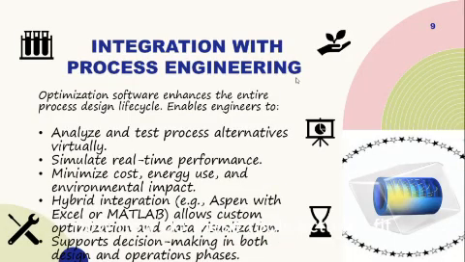Now, how do these tools actually fit into engineering workflows? Optimization software plays a role at every stage, from early design to daily operations. Engineers can simulate plant operations, test different input scenarios, reduce waste, and even forecast failures. Also, when tools are integrated, say Aspen with MATLAB, you get both depth and flexibility. This means better design decisions, quicker troubleshooting, and a more adaptive process overall.